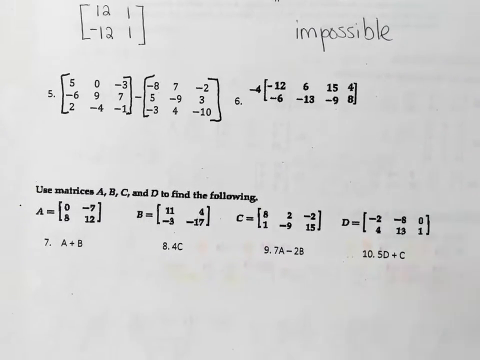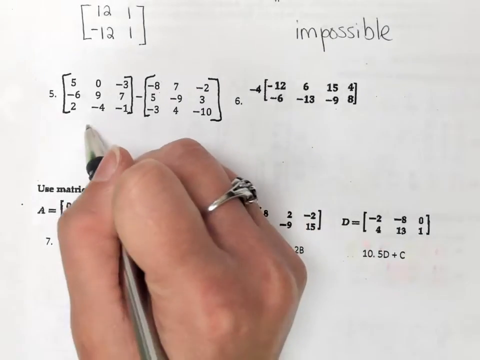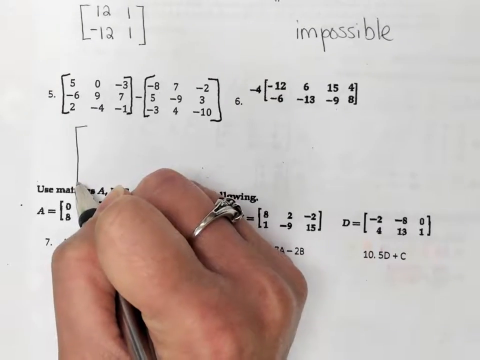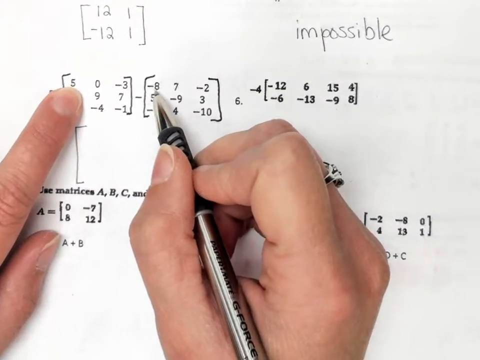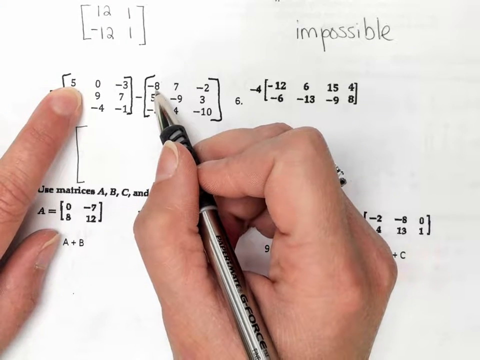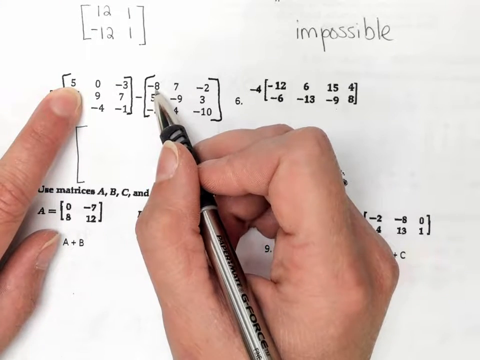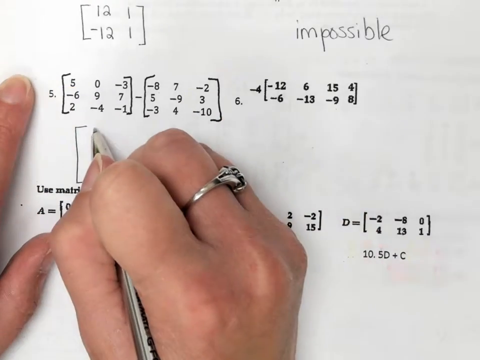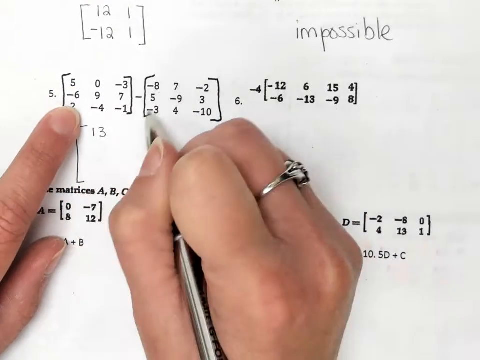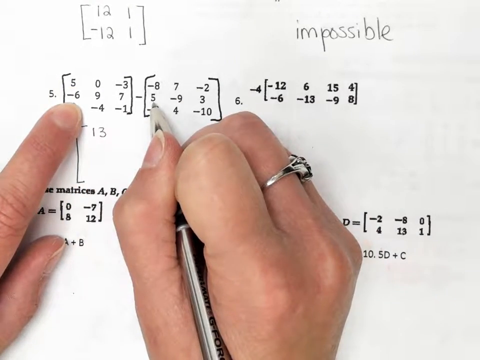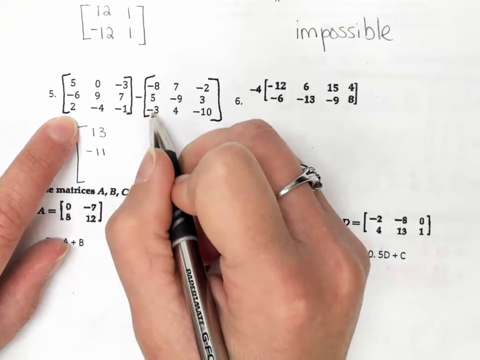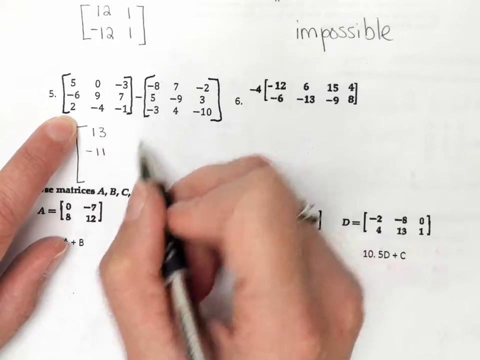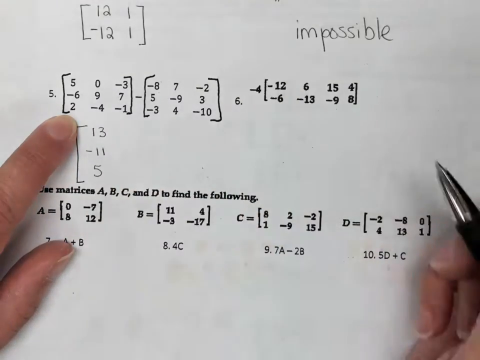Number 5. It's just really big. We're going to subtract. Can we subtract them? Yes, because they're the same size. Alright, 5 minus negative 8. It's adding and subtracting. 13. Positive. Negative 6 minus 5, negative 11. 2 minus negative 3, positive 5.